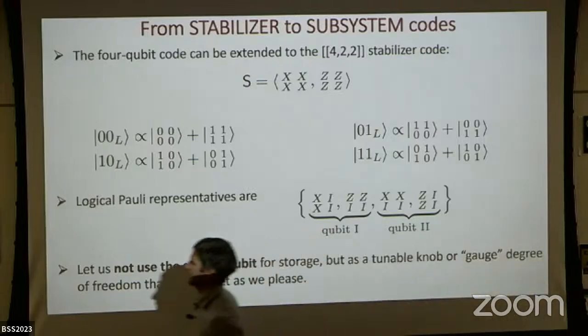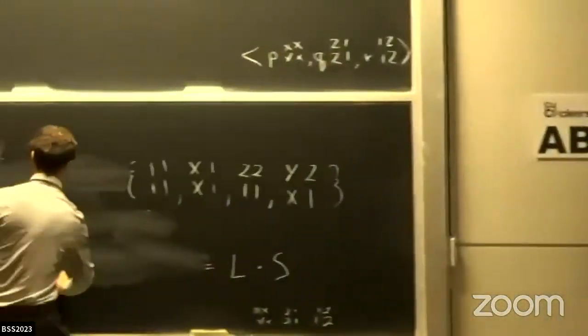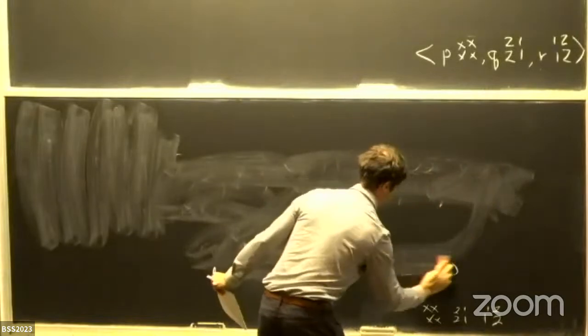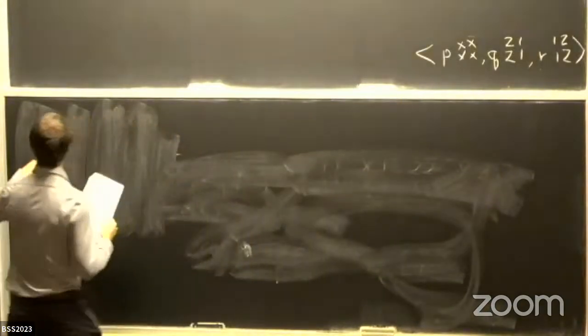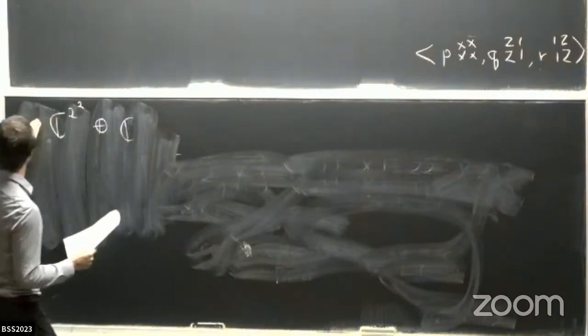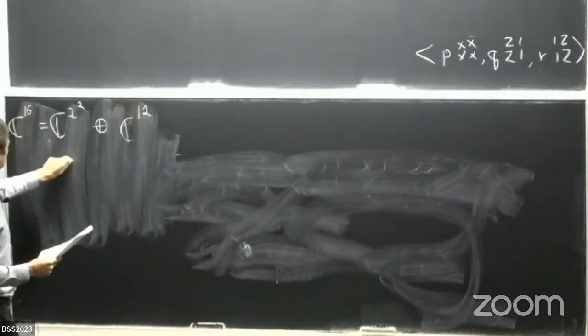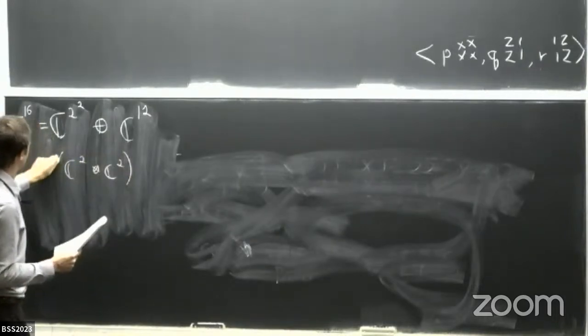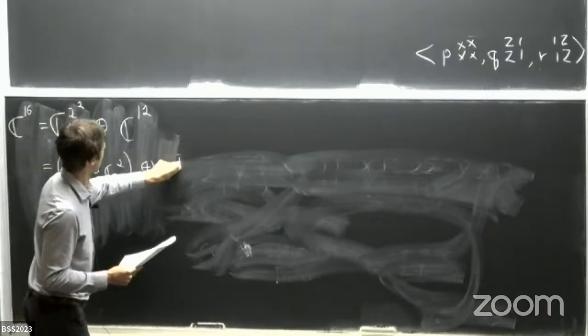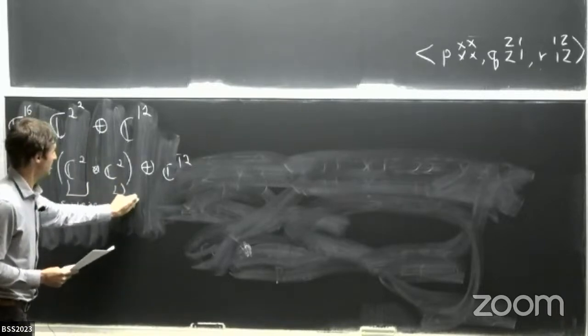And algebraically, this will perform a decomposition of your Hilbert space as follows. So before we had 2 qubits, we had all those other error spaces. The full space is 16 dimensional. This is 4, so this is 12. And for subsystem, we explicitly split these 2 qubits. And we pick this one for storage. And this one we call a gauge qubit.